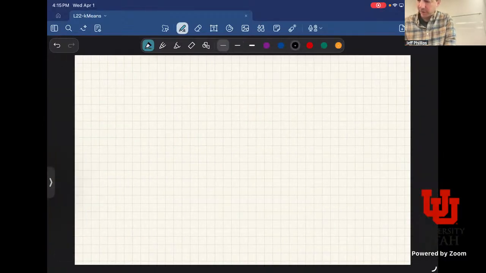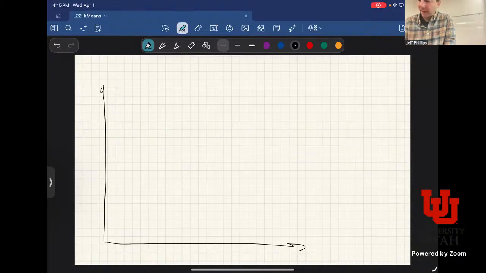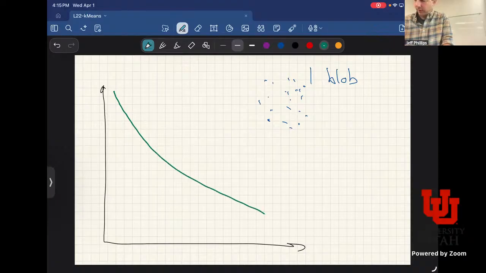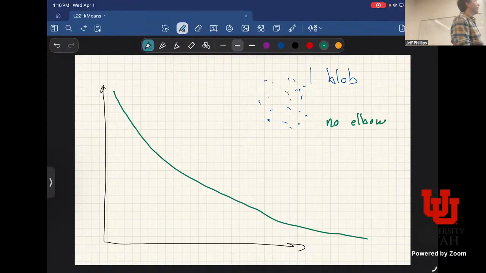It's not always going to look like this. If my data set has one blob, then this curve is going to look like this. This has no elbow. If it's just one blob and there aren't clusters, you're not going to see an elbow, and that's maybe a good indication you're not finding very well-defined clusters.